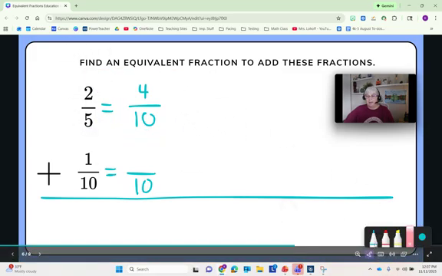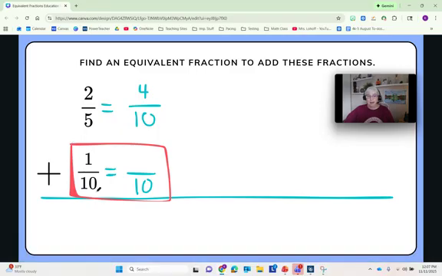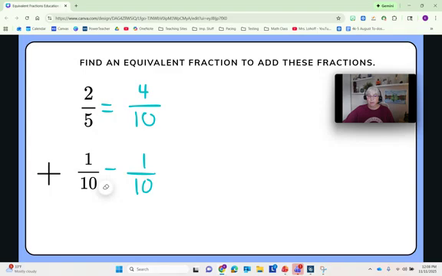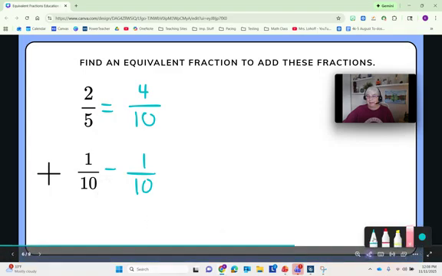Now the bottom number is already in tenths. Let's look at the bottom fraction, 1/10. It's already in tenths. I could think of it as going 10 times 1 is 10, so multiply the top times 1. I can do that, or I can just copy it over because it already is the way we need it, 1/10. 1/10 is equal to 1/10. That should not be too surprising.